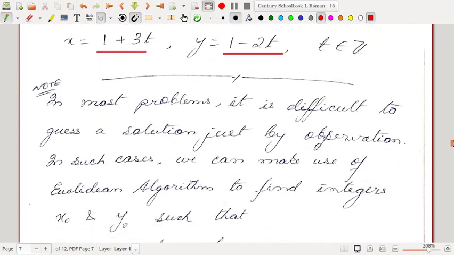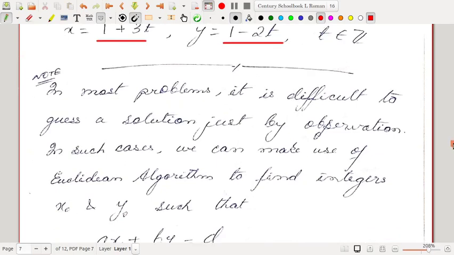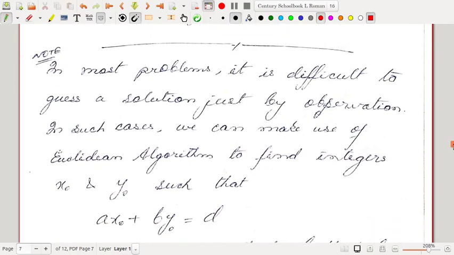In this problem we got a solution just by inspection, or trial and error, but in every case this may not be possible. In fact, it is very hard. In most problems it is difficult to guess a solution just by observation.